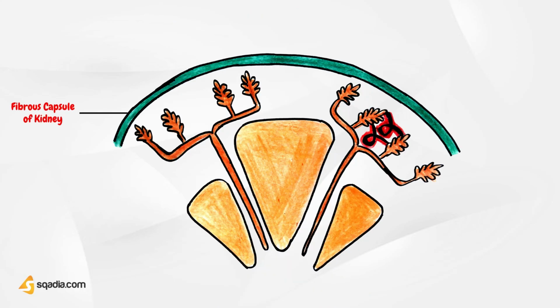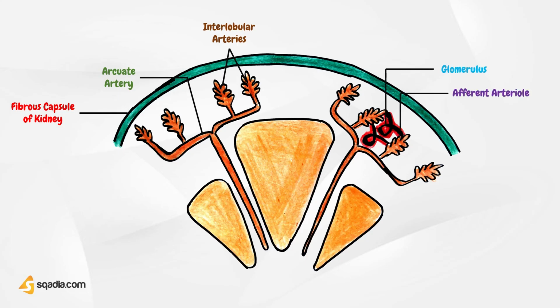This is the fibrous capsule of the kidney. This is the arcuate artery. These are interlobular arteries. This is the glomerulus. This is the afferent arteriole. So, this was all about this section. In our next section, we will talk about the layers to be reflected one by one in exposing the kidney from behind.